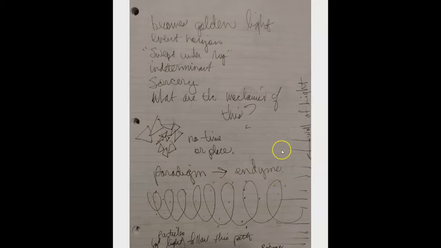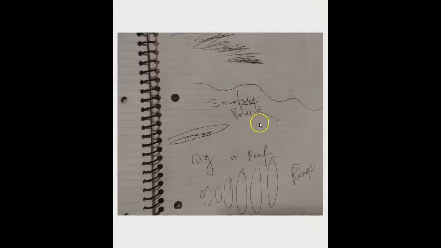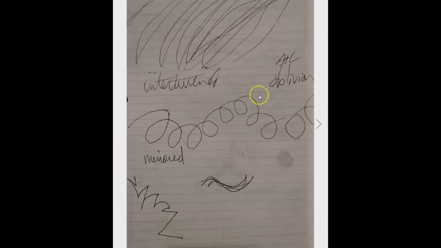They're through a vortex, maybe. Smoke, black, ring or roof, this swirl, we got smoke. We've got rings. Intertwined in oblivion. It's like reality is obliterated, perhaps. Aspects mirrored universe, I don't know.